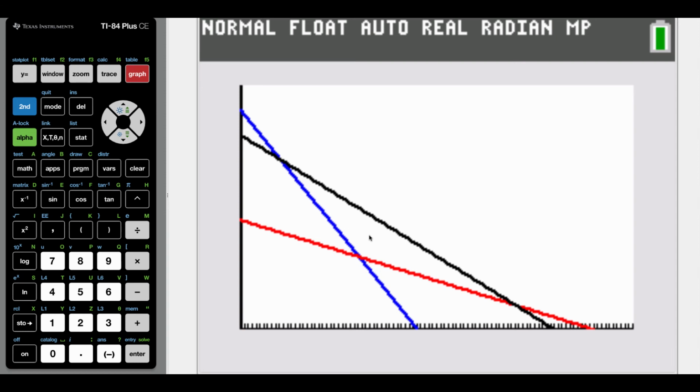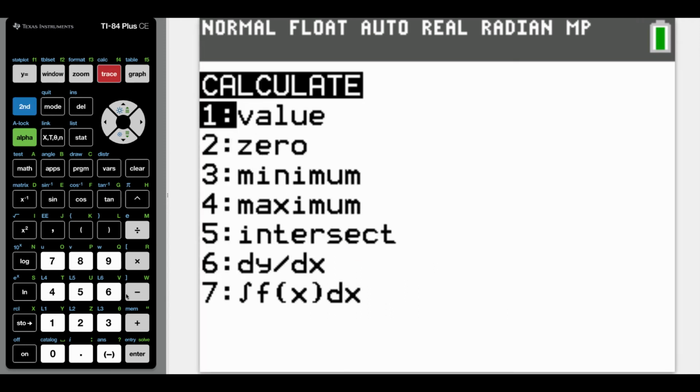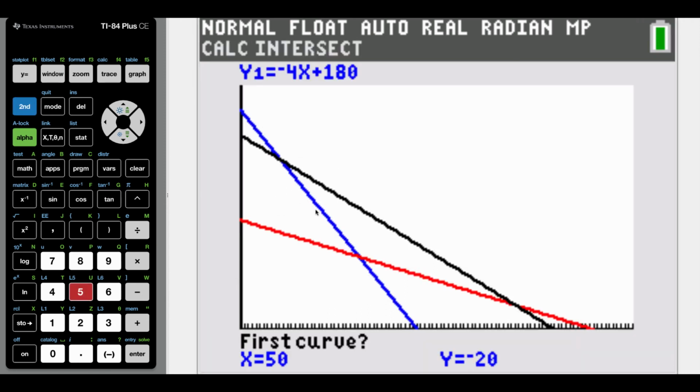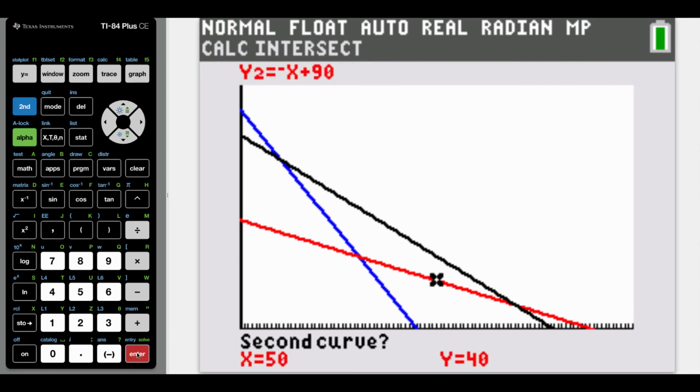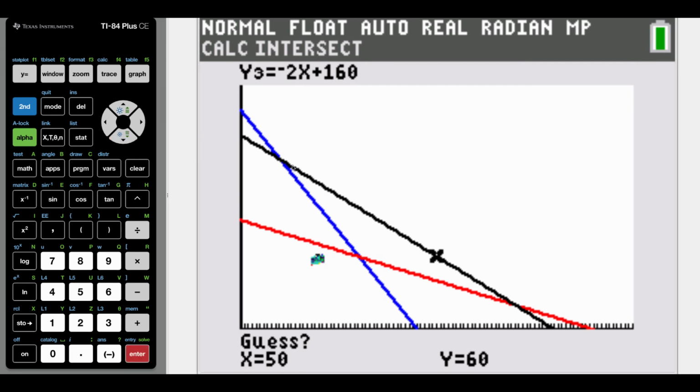Now, we're going to focus on the intersection points. So I'm going to find this top intersection point up here. So when I go second calc and do option number 5, I'm looking at the intersection between my black line and my blue line. So for my y1, that's my blue line. That's my y equals negative 4x plus 180. So I hit enter. I want my black line, so I'm going to hit down so that it changes to my y3. So that's the negative 2x plus 160. So I'm looking for where that black line and that blue line intersect. So that's the point 10 and 140.